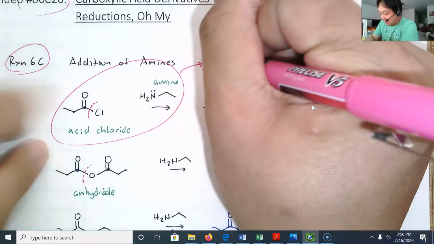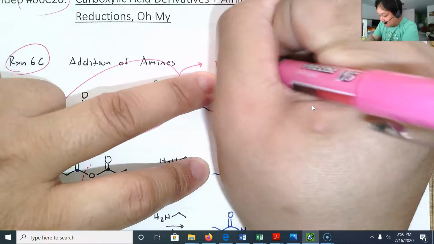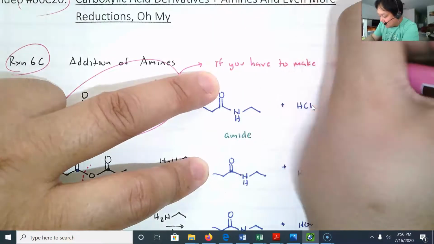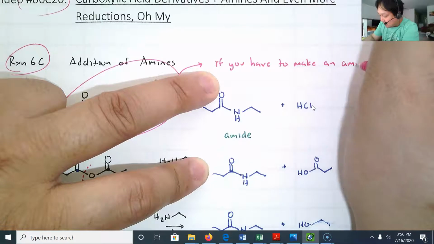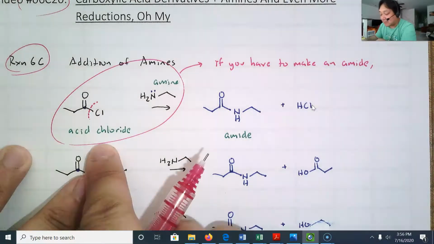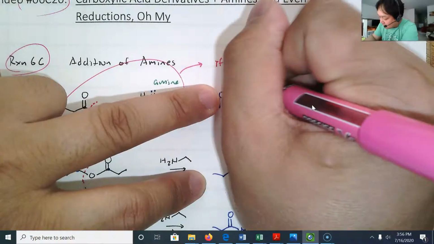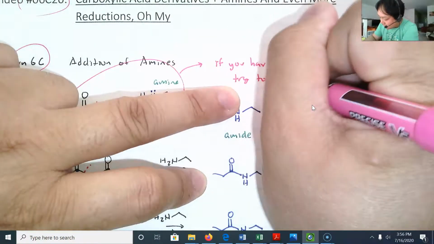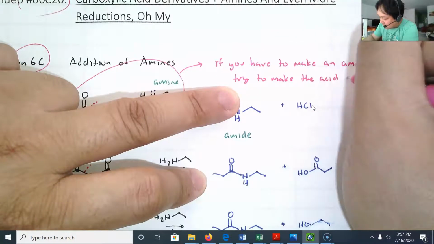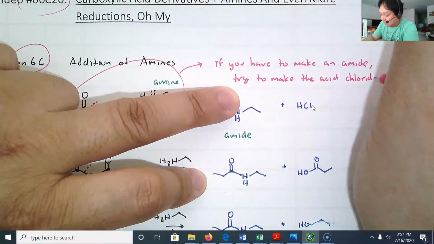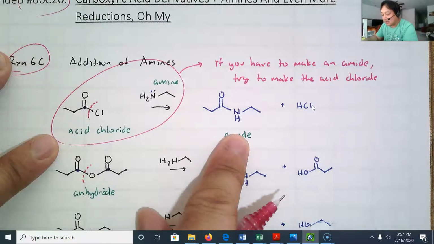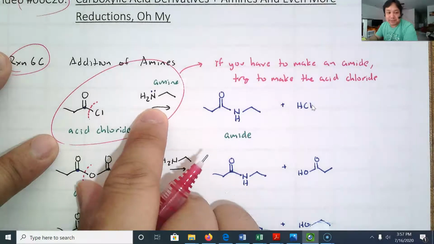So in a synthesis problem, if you have to make an amide, what should you do? Try to make the acid chloride first. Or try to get to an acid chloride, because now you could convert that acid chloride into any amide you want by picking any amine you want.